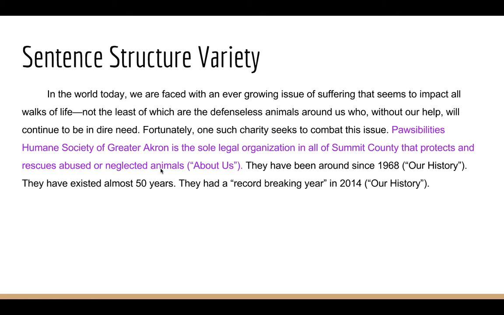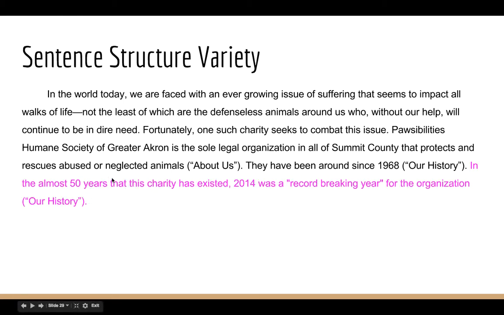Another example in this very paragraph is the last two sentences. They've existed almost 50 years. They had a record-breaking year. I've started this sentence and this sentence with the same word, they. And a lot of these sentences are short and choppy. A good writer knows when to use choppy sentences and when to tie their sentences together. In the almost 50 years that this charity has existed, 2014 was a record-breaking year. That is a little more sophisticated than what was there before, and that is what your readers need to see.